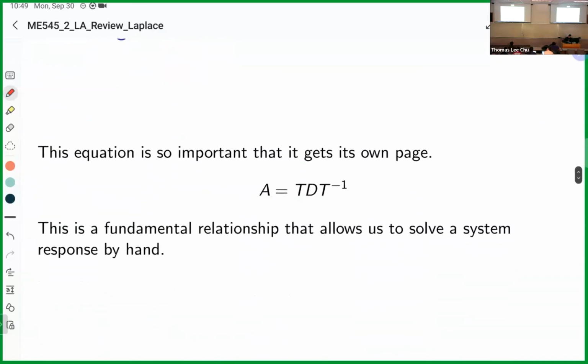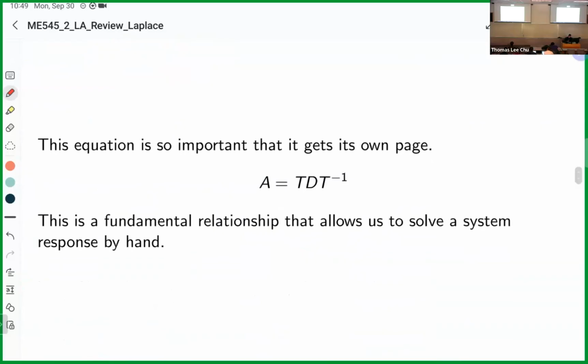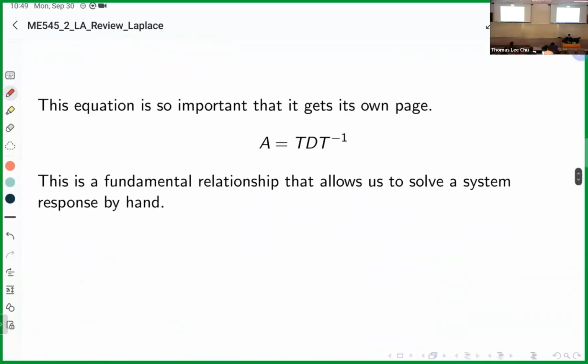I wrote here that this equation is so important that it gets its own page. This is a fundamental relationship that allows us to solve a system response by hand. The reason why we love this form is because later on, if you were to solve the system response by hand and take the Taylor series of this equation, it's very easy to calculate. If we look at A squared, we get T D T inverse multiplied by T D T inverse.